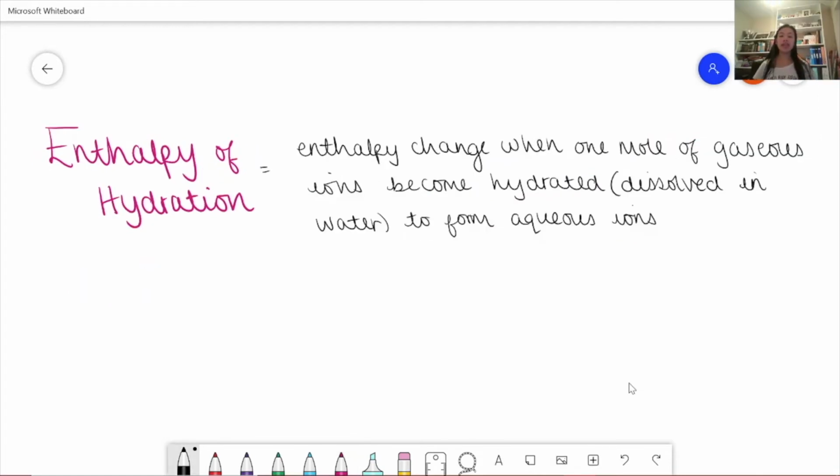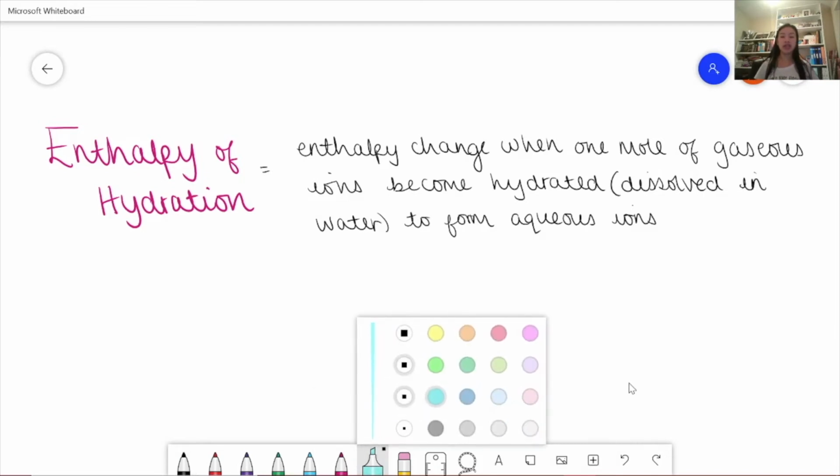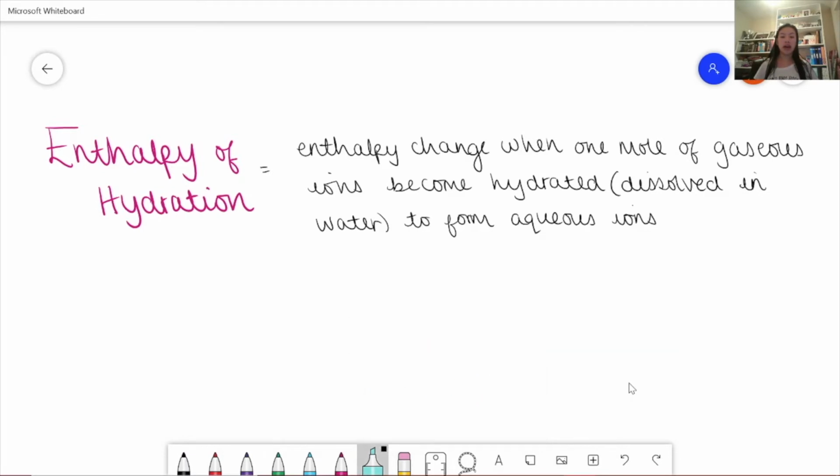The enthalpy of hydration is the enthalpy change when 1 mole of gaseous ions become hydrated, so that means dissolved in water, and this forms aqueous ions. So the important things to remember are that we're measuring the enthalpy change when 1 mole of gaseous ions become hydrated, so you add water to them to form aqueous ions.